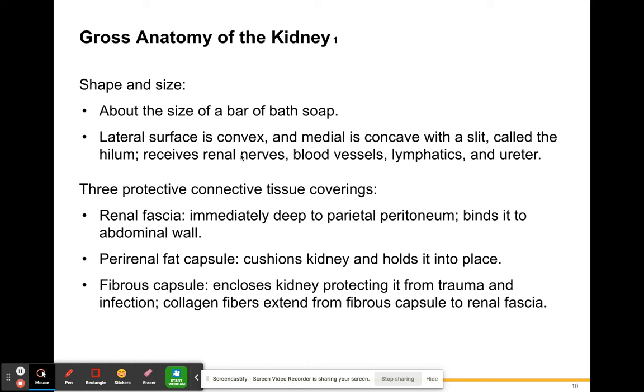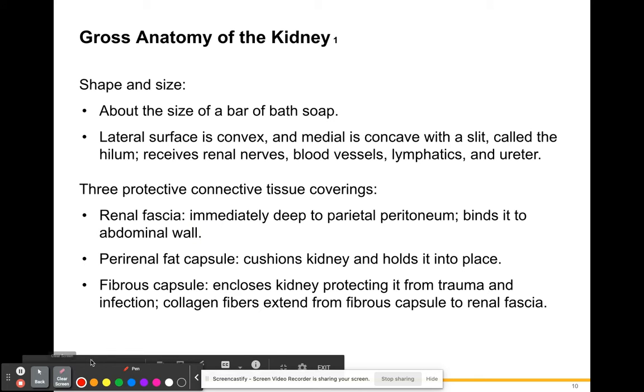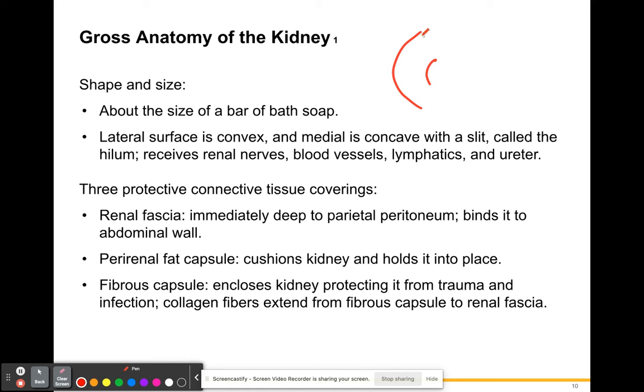The lateral surface is convex, and the medial surface is concave. So you're going to get this kind of shape. Here's our lateral surface and our medial surface. There's a slit here in the medial surface called the hilum, just like we saw a hilum in the liver. That hilum is going to receive the blood vessels, the renal arteries and veins, the nerves, and lymphatics. The ureter is also going to go through this hilum.